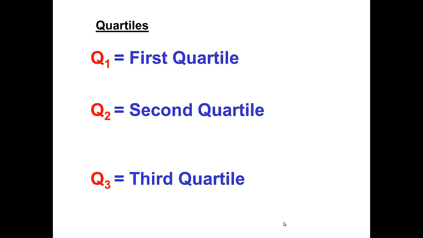Probability and statistics is filled with definitions. Here are some about quartiles. Quartiles divide the number of your data into fourths. So we have Q1, which is the first quartile, Q2, the second quartile, and Q3, which is the third quartile.